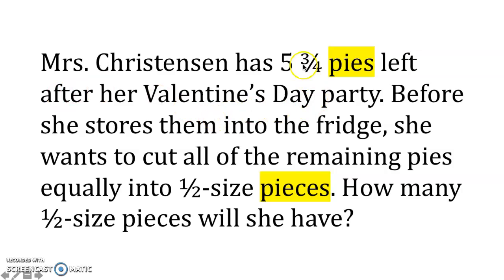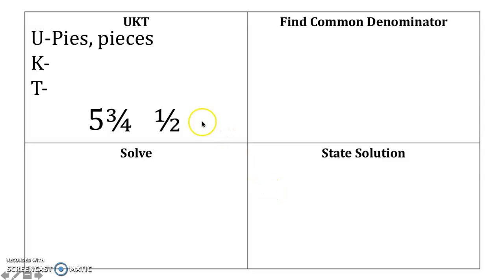I know that our units are usually after the type of number that we're focusing on in our problem. The first number is 5 3/4, and I see that associated with that number is pies. So 5 3/4 pies are left after Mrs. Christensen's Valentine's Day party. So that's what we're going to be dividing up. Looking over here, it says half-size pieces. That looks to me like the size of the pieces they're going to be cut up into, and pieces is our other unit. So on my foursquare, I'm writing down pies and pieces.